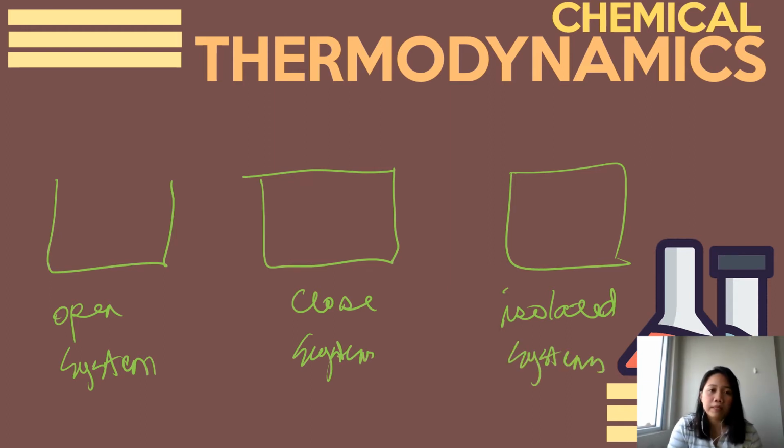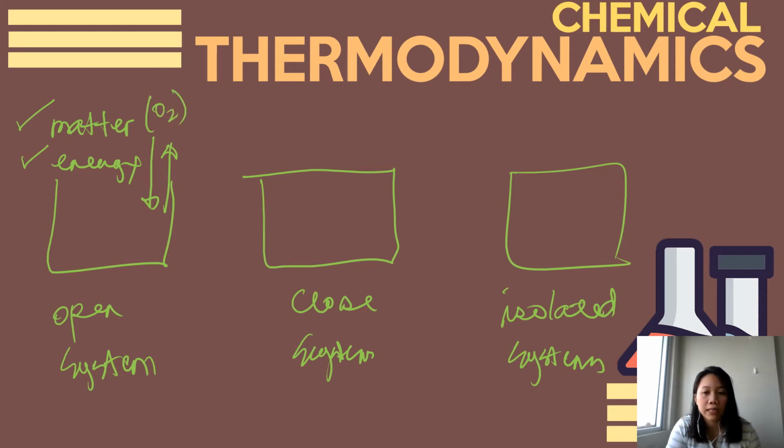In an open system, matter and energy could actually go in and out of the system. Both of them, matter and energy. An example of matter in this case is oxygen gas. So in an open system, matter such as oxygen could go into the system and out of the system.